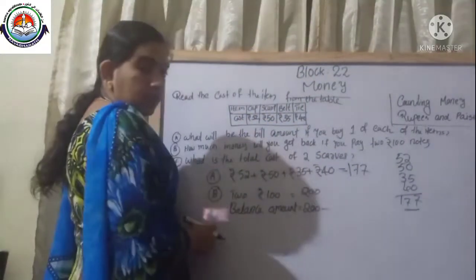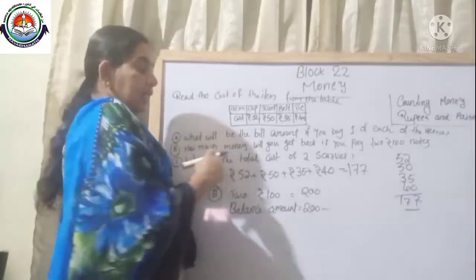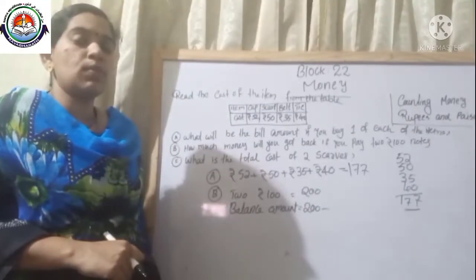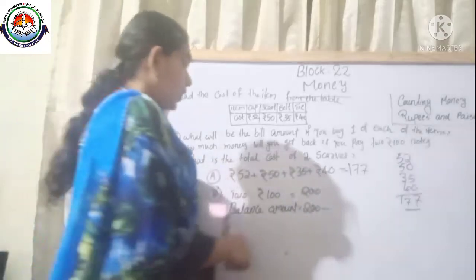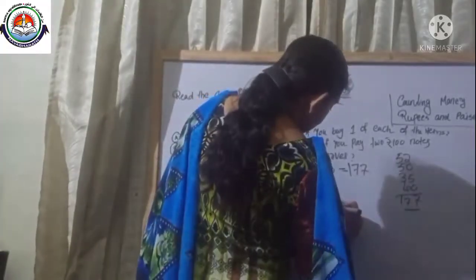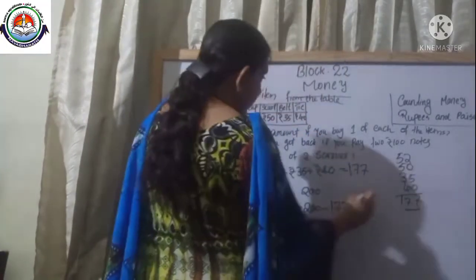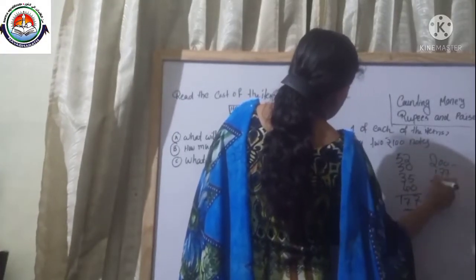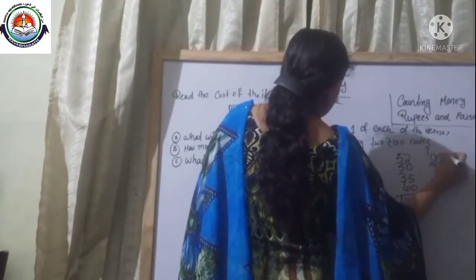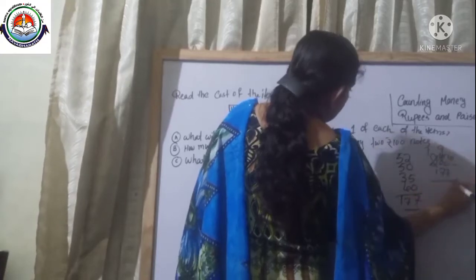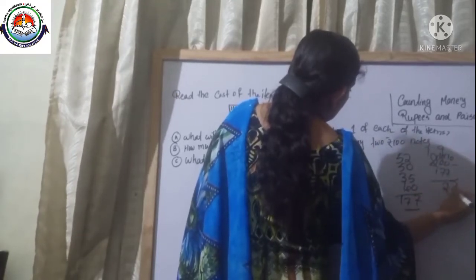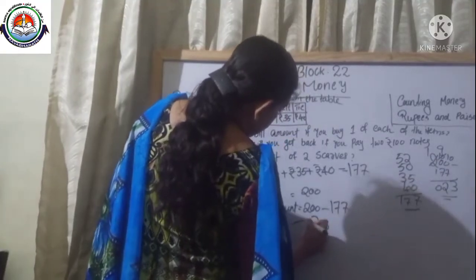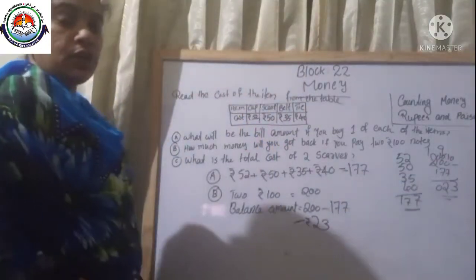So balance amount. If you are buying these items for 177, you have only 200 rupees. How much rupees will you get back? 200 minus 177. Find out. 200 minus 177. 3, 2, 0. Yeah, 23 rupees. So balance amount is 23 rupees.